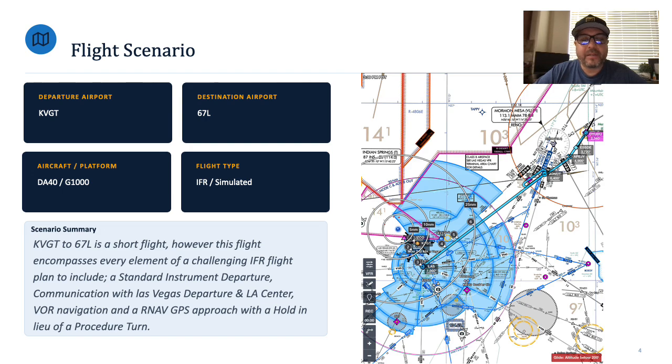However, this flight does encompass every single element of a challenging IFR flight plan, including standard instrument departure, communication with Las Vegas departure, LA Center, VOR navigation, and an RNAV GPS approach with a hold in lieu of a procedure turn. There's a little picture here of the route that I planned, and we did plan that at 9,000 feet. That keeps us well above our MEA and any kind of obstacle clearance that we would need on that route.